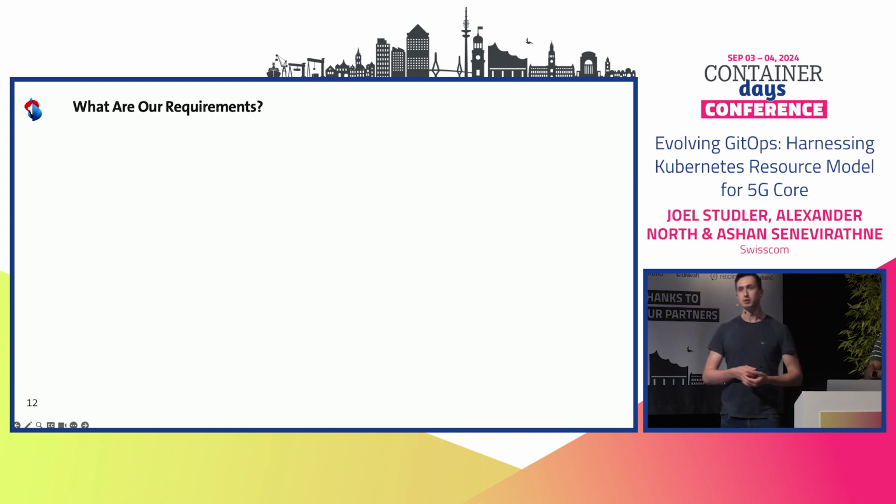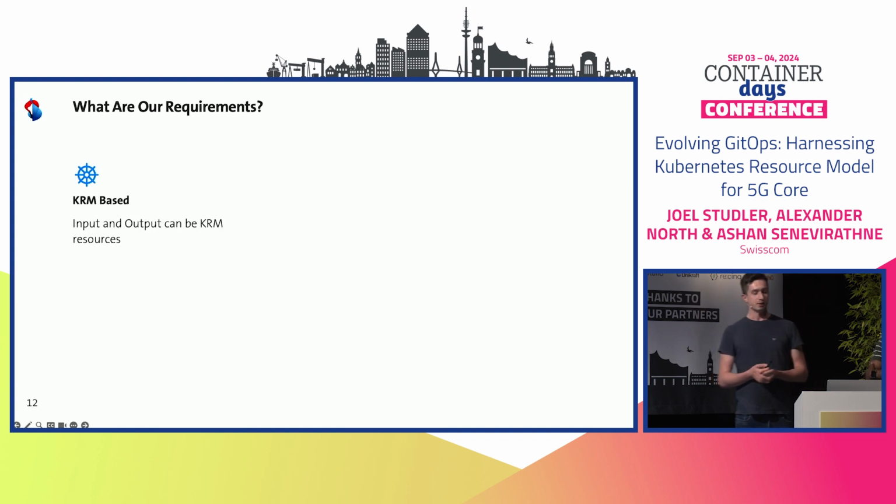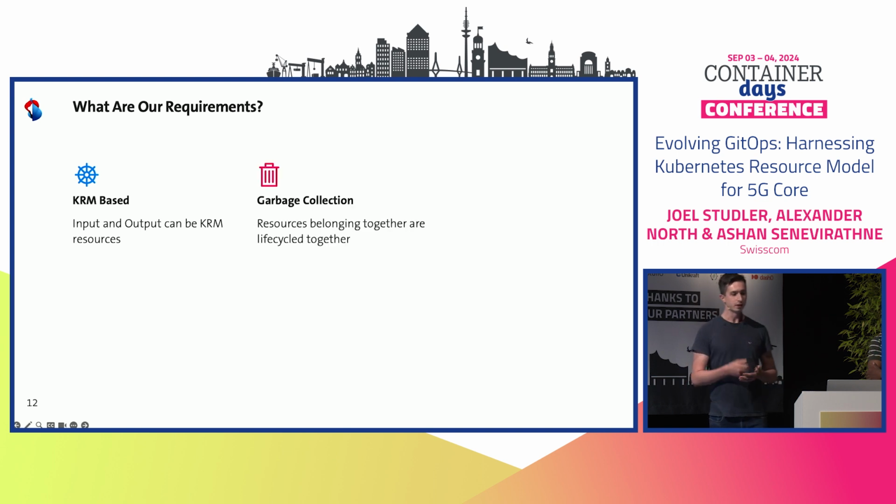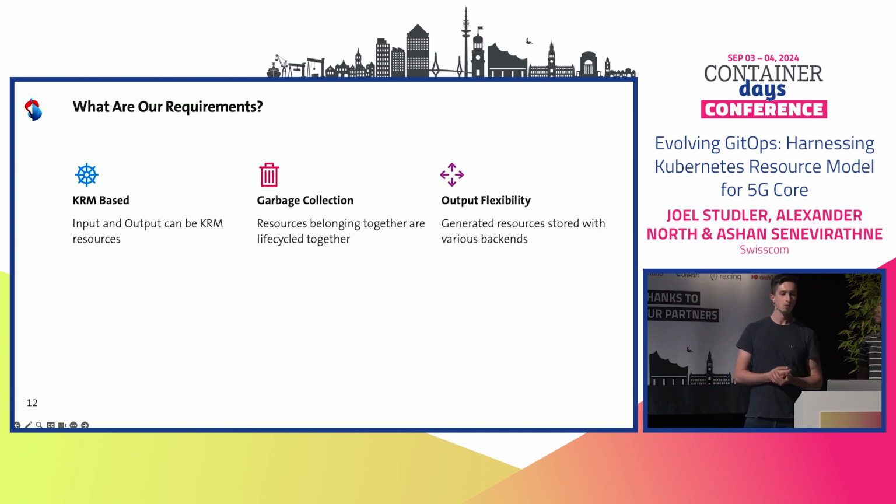What about requirements for doing this? We start by saying we want our input and output resources to be KRM-based. We want interdependent resources to be grouped and to live together. So if they're removed, then all of them should be removed, and vice versa. We want some flexibility in the output. We want to make sure that the output can be stored in various ways.